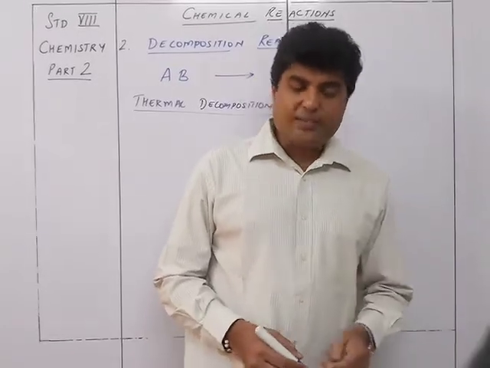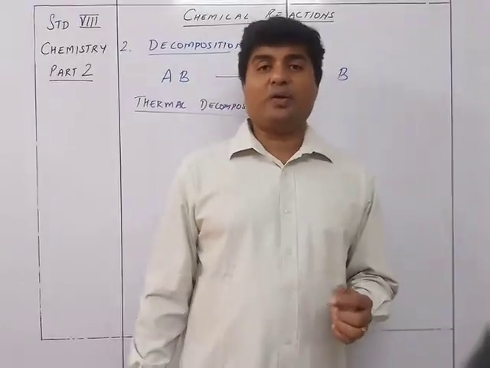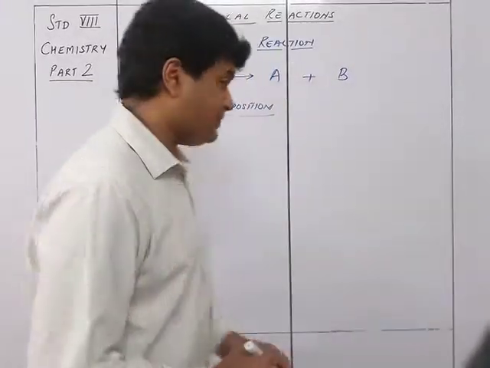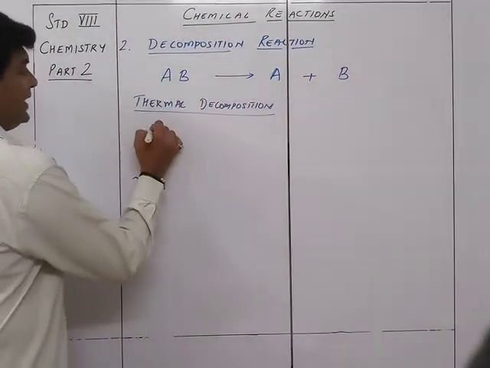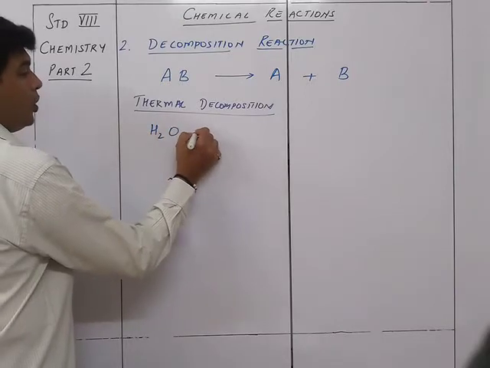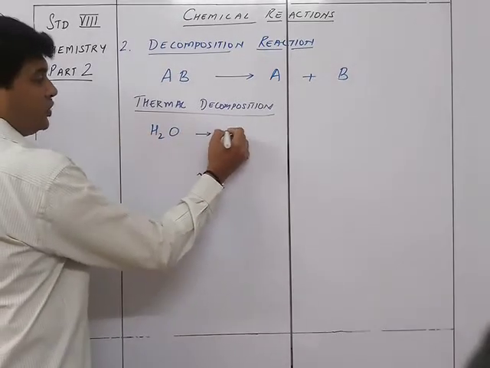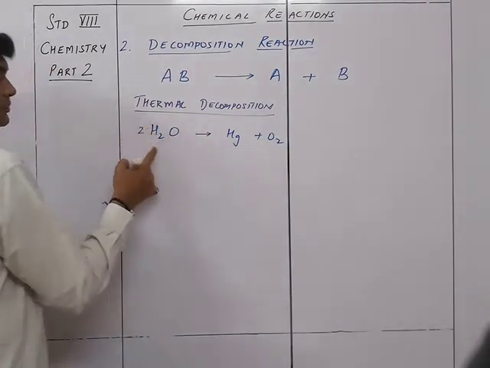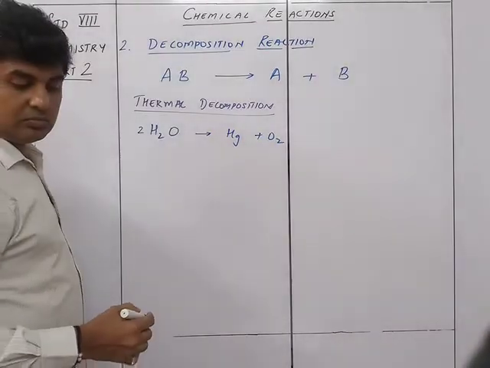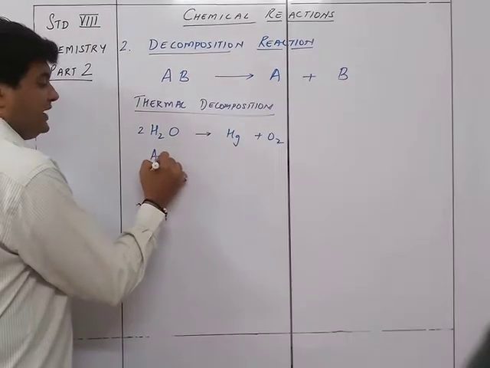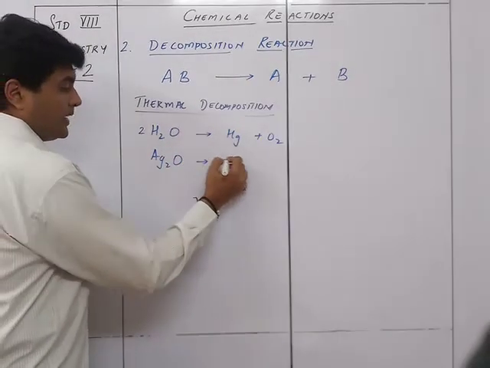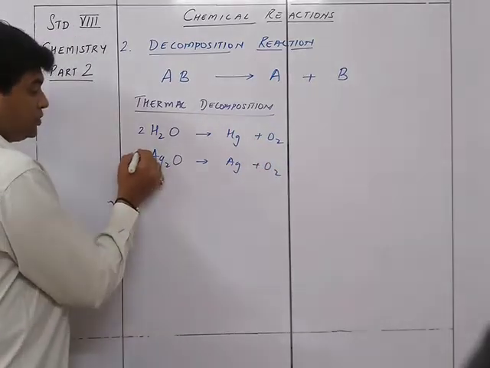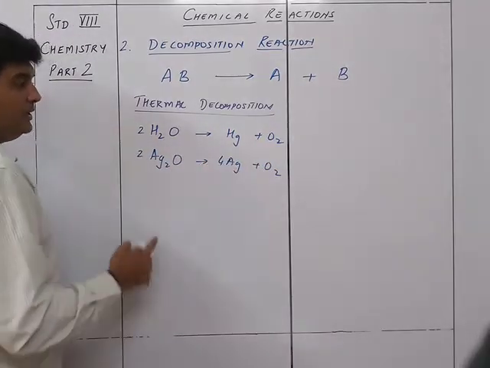So let's see the example over here. First one, we are going to take a metallic oxide. When it is heated, what happens? HgO on heating is going to become Hg plus O2. Same way, Ag2O is going to become Ag plus O2. So this will be 2 and this will be 4.